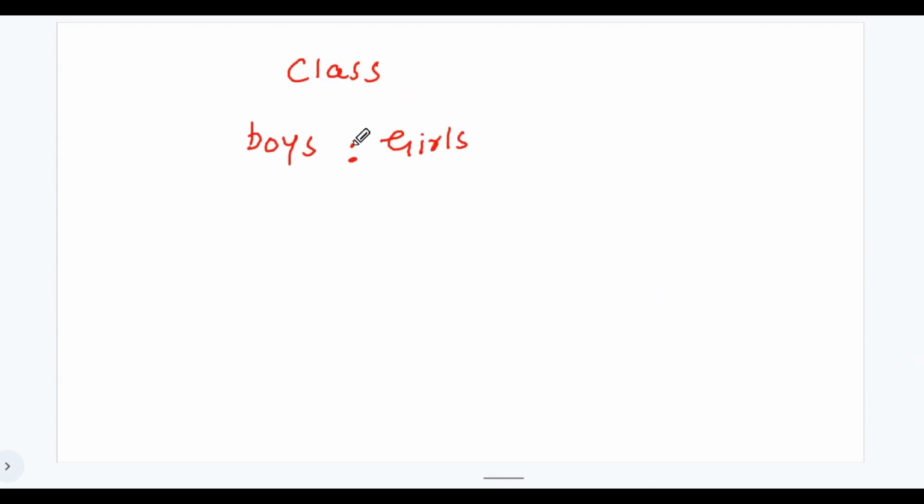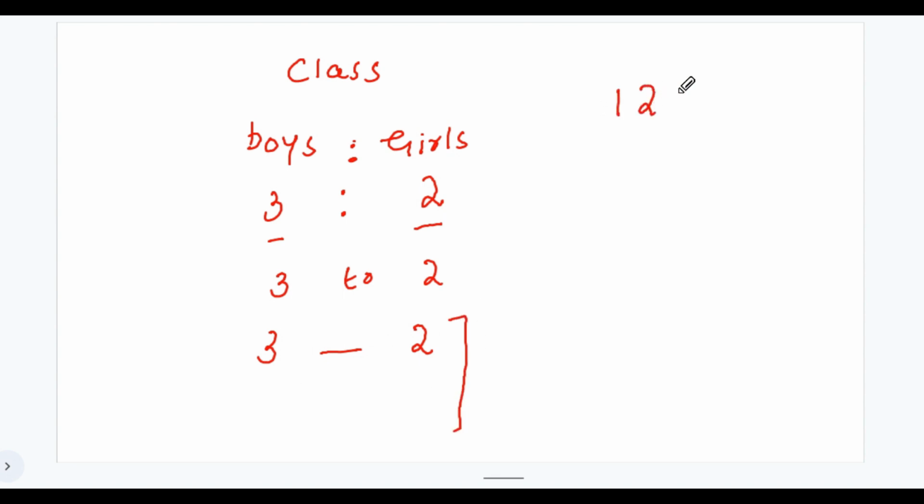Now look at this example. This is a word problem, in a class there are boys and girls. You are told about the ratio of boys to girls. Okay, the ratio of boys to girls is 3 to 2. What do we mean by that? For every 3 boys there are 2 girls. Okay, for every 3 boys there will be 2 girls. If I say that the total number of boys equals 12, can you tell me how many girls are there? How can you tell me how many girls are there?